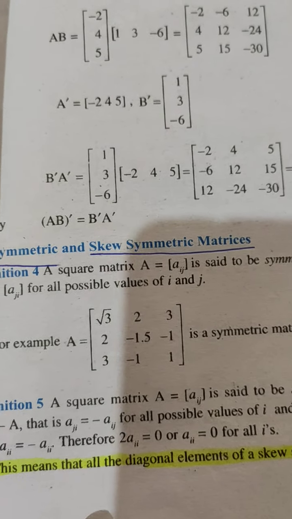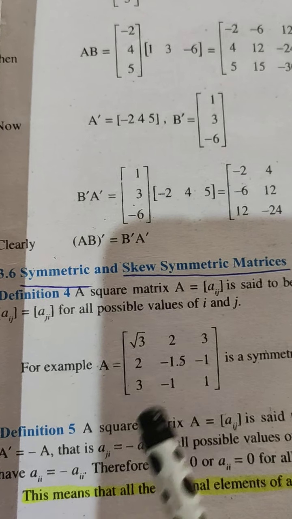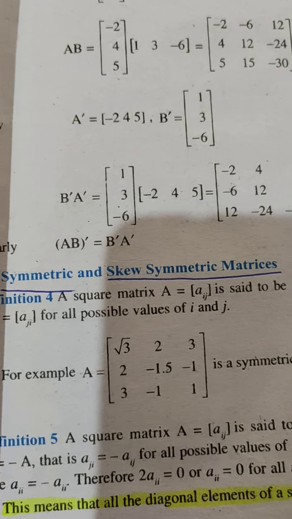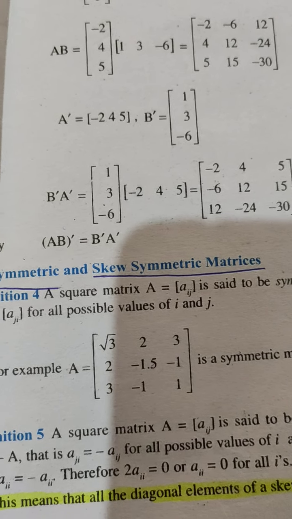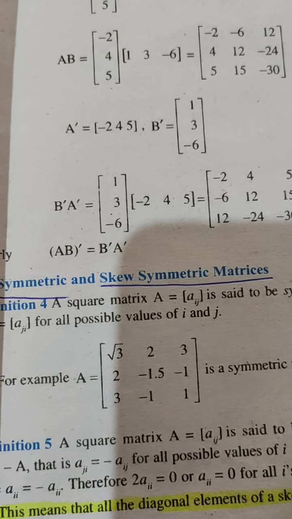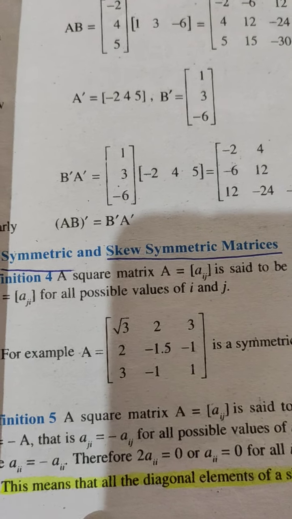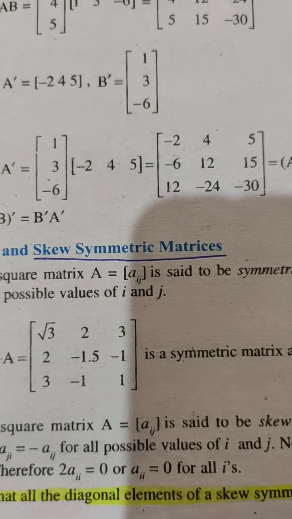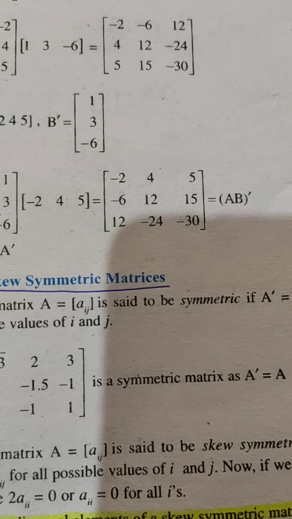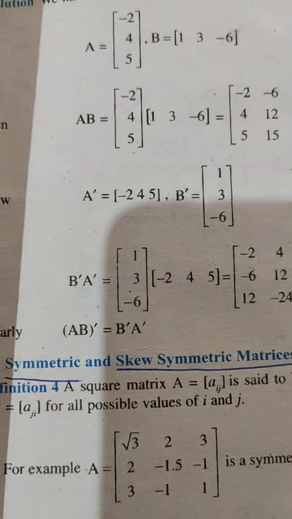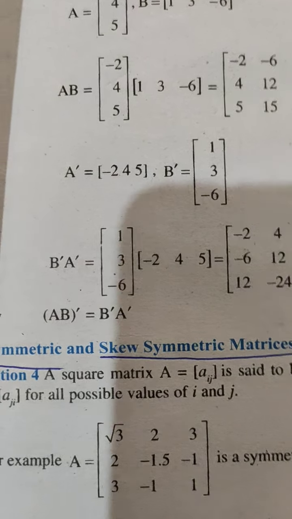What you can say about the diagonal elements, we have already discussed in lecture 5, along with questions on how to prove a matrix is symmetric or skew symmetric. Please see lecture 5. Once more we are revising: the diagonal elements of a skew symmetric matrix are all 0. Now the first theorem we will see is based on symmetric and skew symmetric matrices.